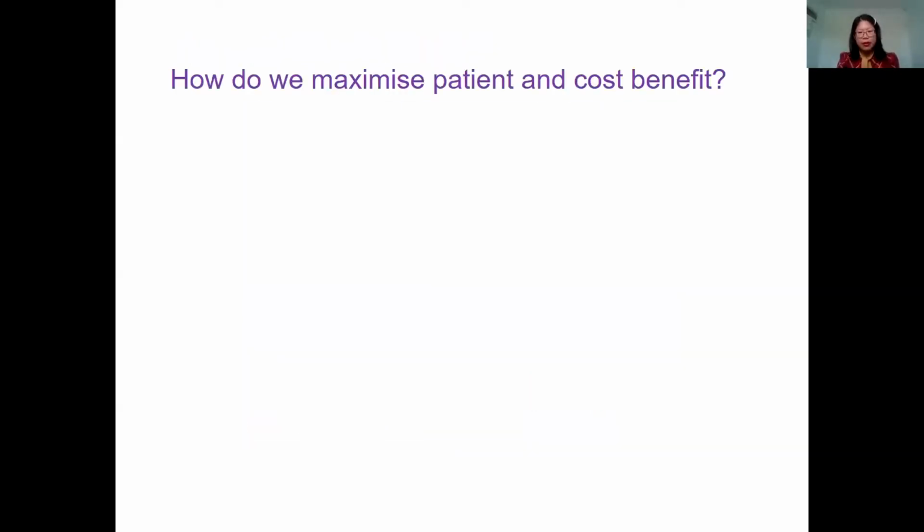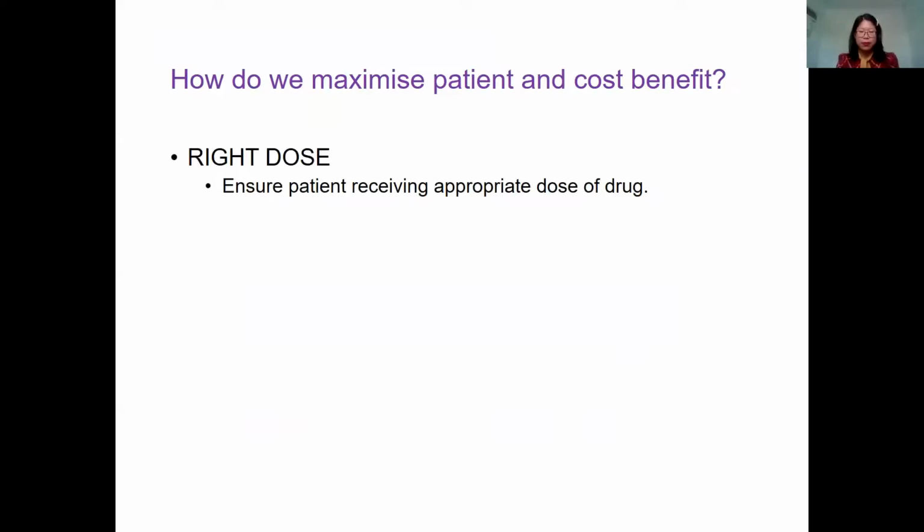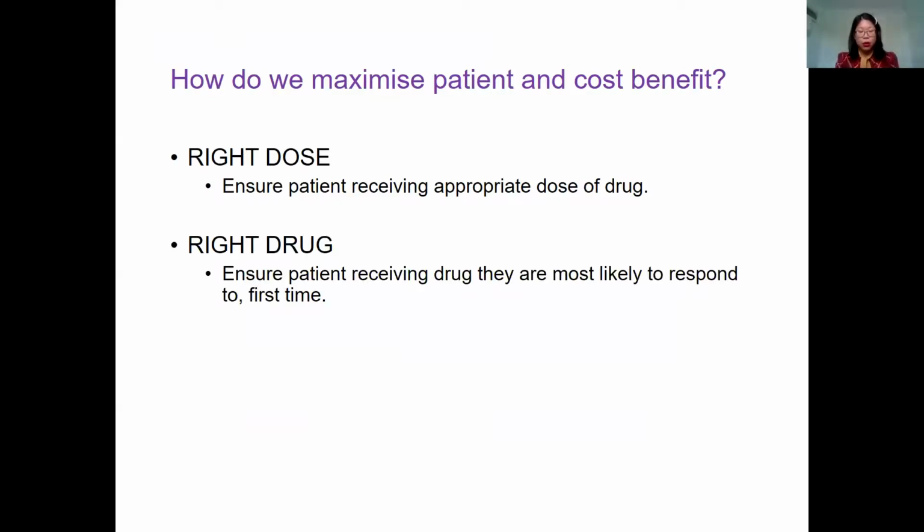So how do we maximise patient and cost benefit in this patient population? We could make sure that people are receiving an appropriate dose of the drug, or we could also ensure that they're receiving the drug they're most likely to respond to first time, or most likely a combination of both.